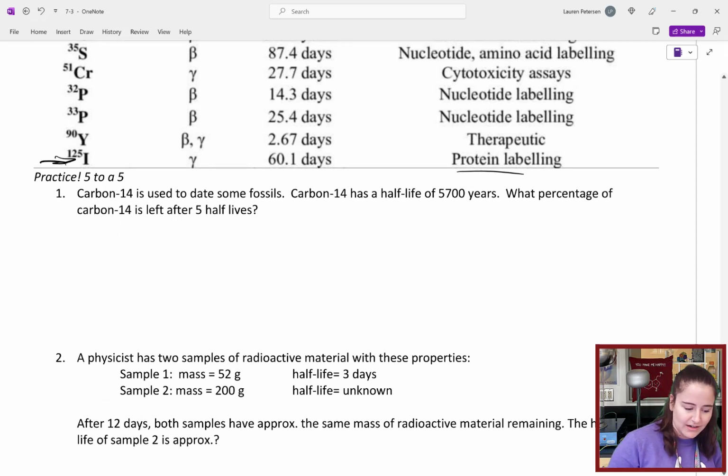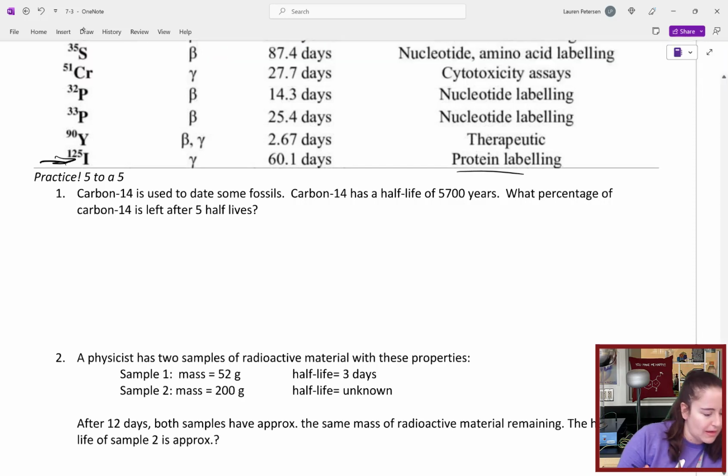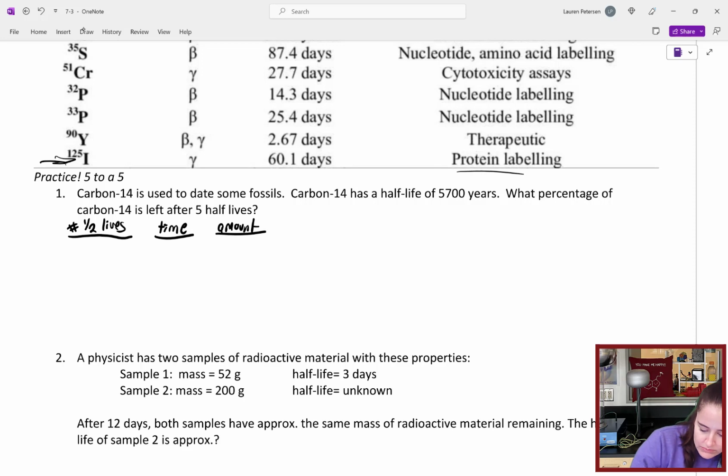Again, I'm going to show you guys how to do this without the equation, but if you want to use the equation, you totally can. I do it using what I like to call the table method. In the table method, we're going to have number of half-lives, time, and amount. The amount can be in whatever units we're talking about. We're looking for percentages, so my amount is going to be a percentage.